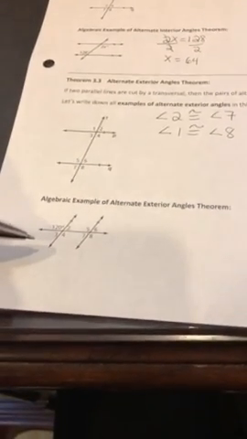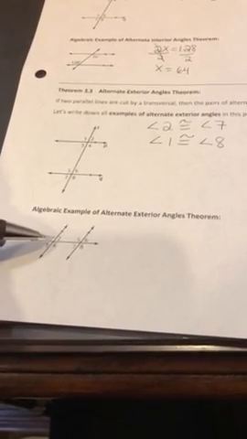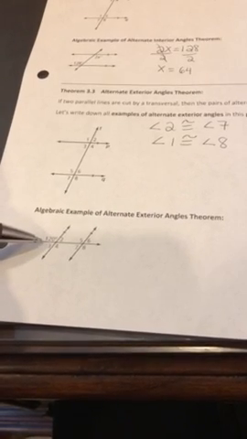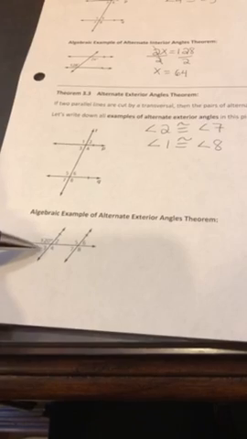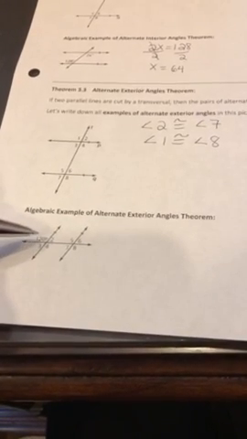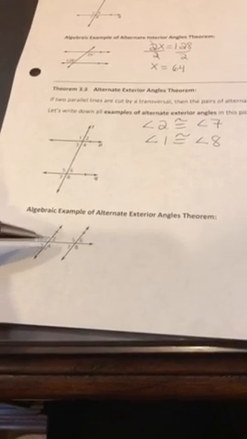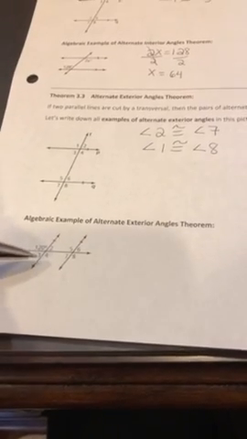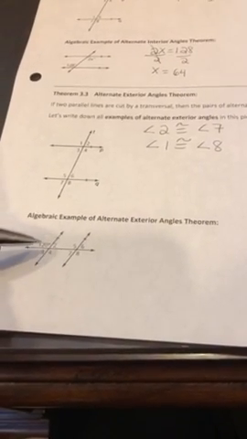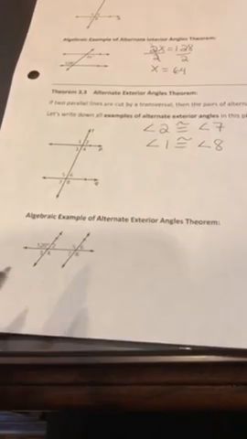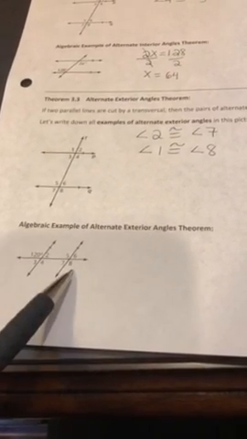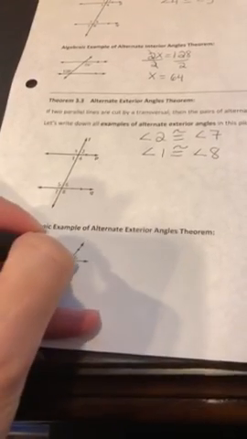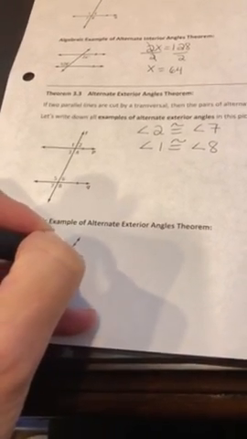Now, using that example here, we can ask, what other angle is alternate exterior to 120? Well, I need another angle outside the parallel lines, and I need that angle to be on the other side of the transversal. So the only angle that meets that criteria is angle 8, right? It's outside the parallel lines, and it's on the alternate side of the transversal. So I know that angle 8 is equal to 120 degrees.